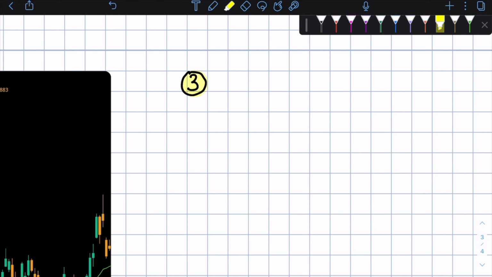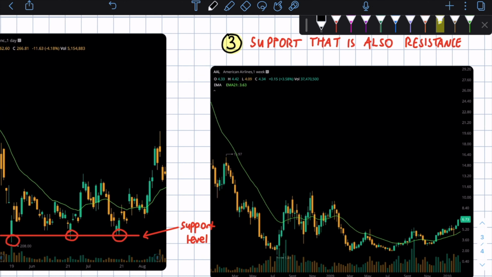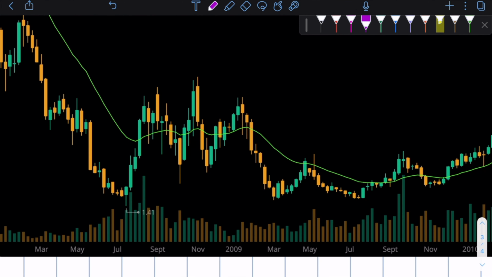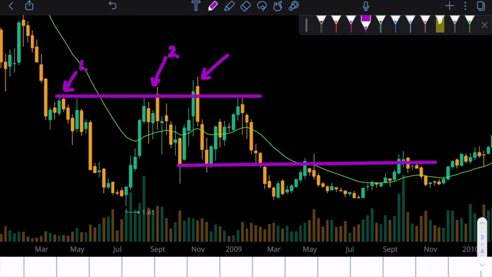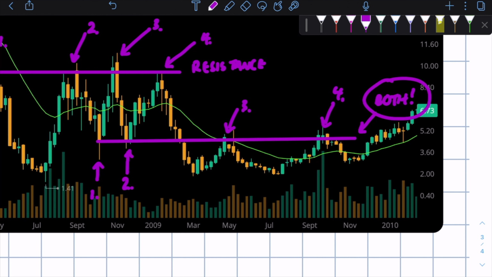For the third example, we're going to take a look at a support level that's also a resistance level. This means it can be both at the same time. So in this example here on American Airlines, we can see that we have a support level here at the bottom. And we'll actually take a look at just a resistance level here up above, so you can see there can be multiple on a chart. And at the bottom here, we see one that was support, it broke through it, and then became resistance.